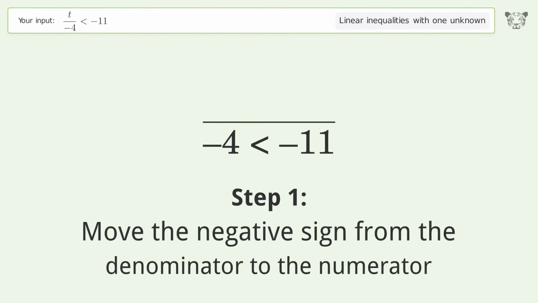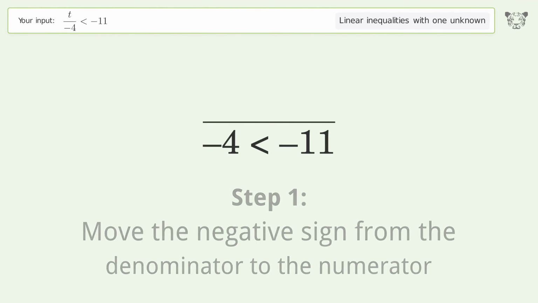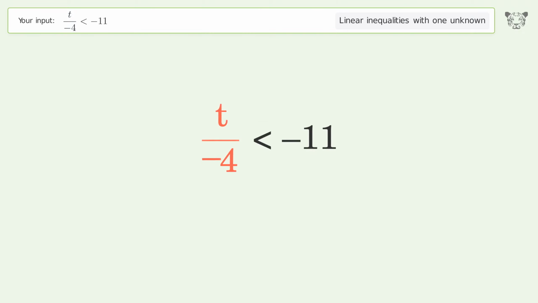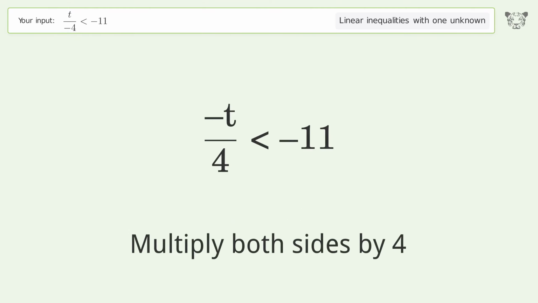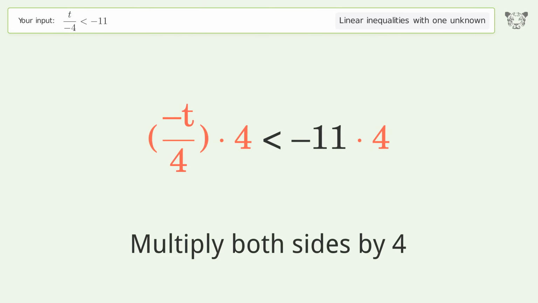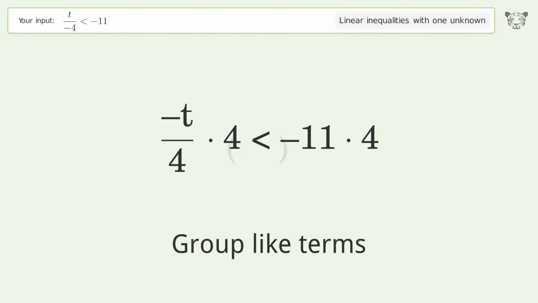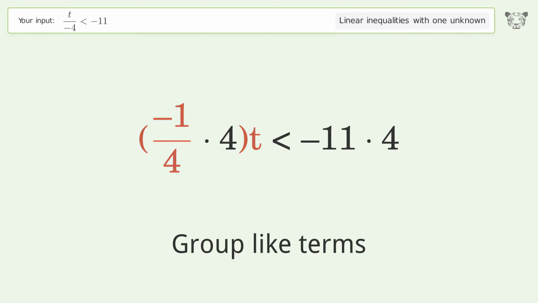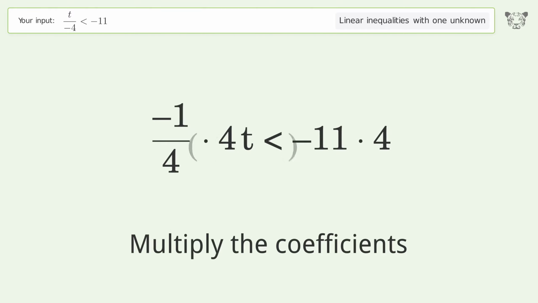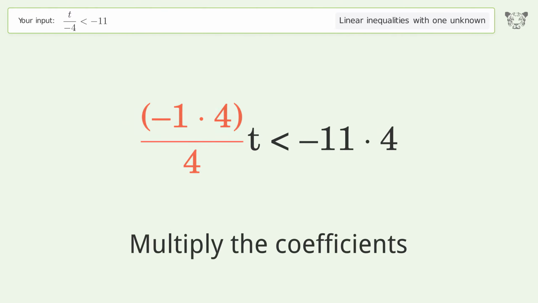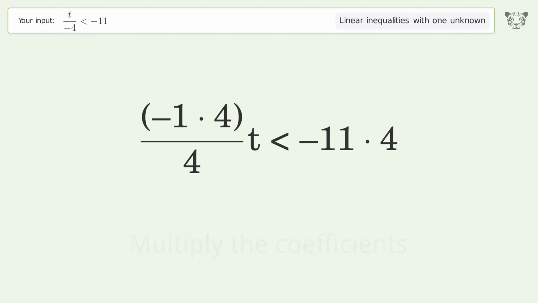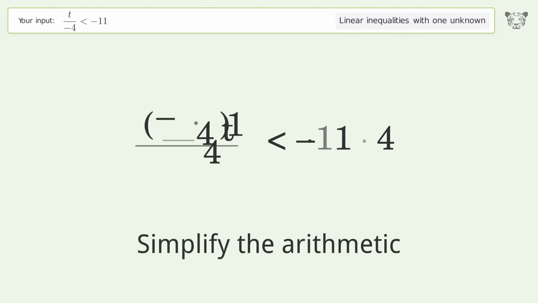Move the negative sign from the denominator to the numerator. Isolate the t. Multiply both sides by 4. Group like terms. Multiply the coefficients. Simplify the arithmetic.